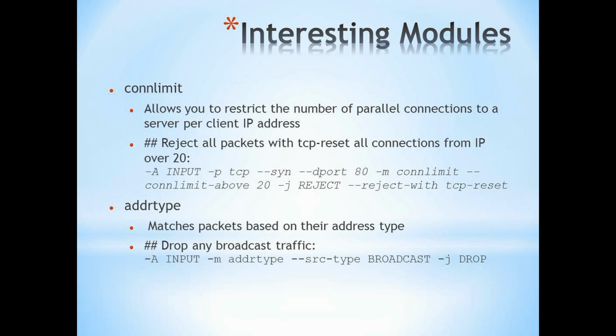So going on, here you can block based on address type. If you don't want broadcast traffic going to your box, here's your chain. You can drop any broadcast packets. Why not? If you don't need broadcast packets to your box, why not?